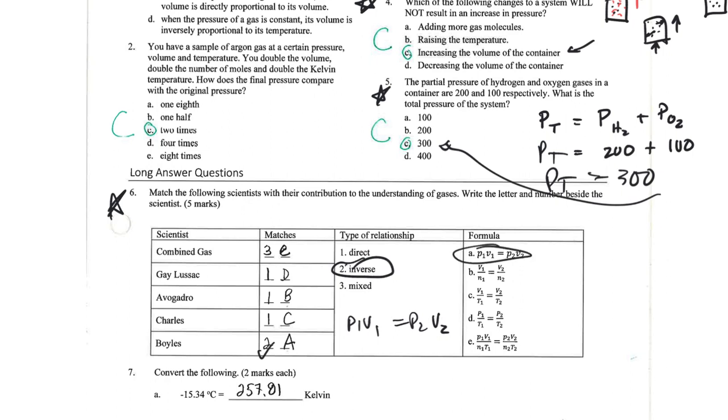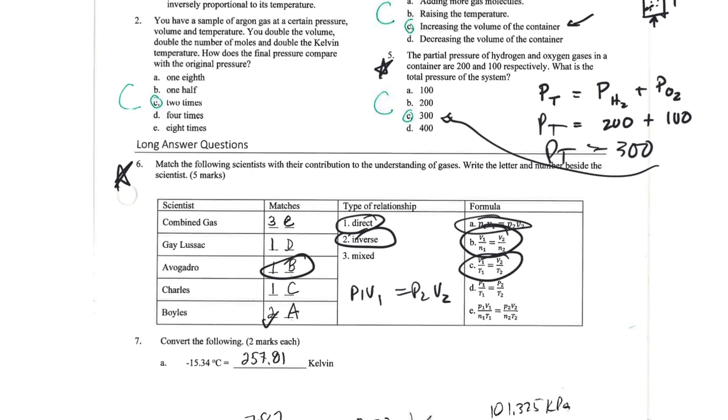So you're just matching. On Charles's law, we did volume and temperature. It's a direct relationship. One goes up, the other goes up. There's his law right there. And we've done Avogadro's law too. Another direct relationship, and there's Avogadro's law. So you just need to memorize those.